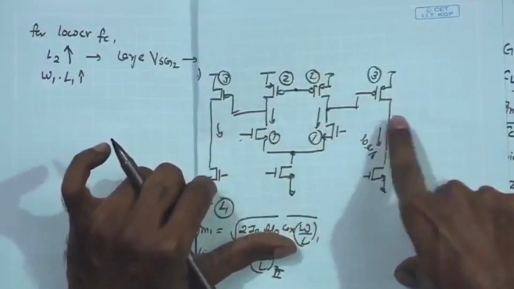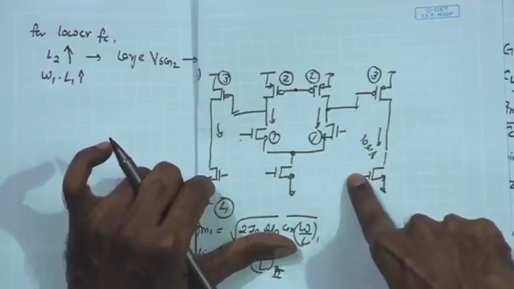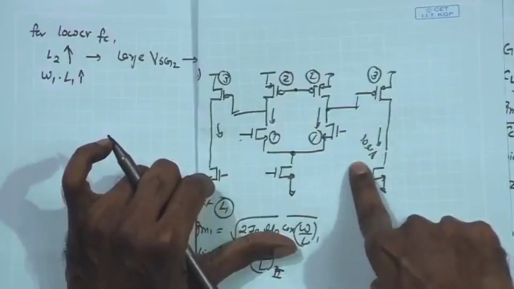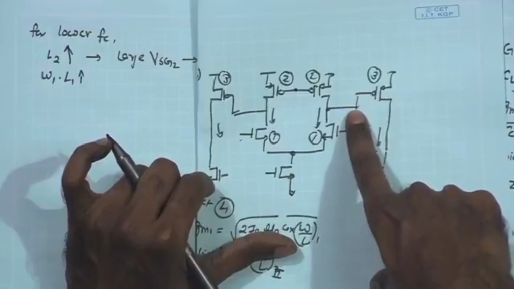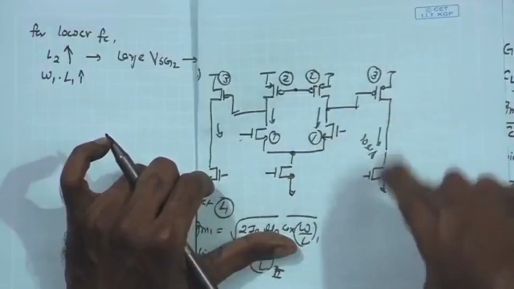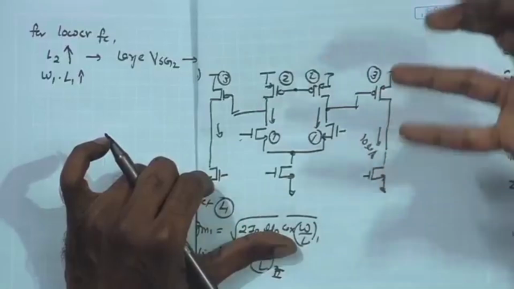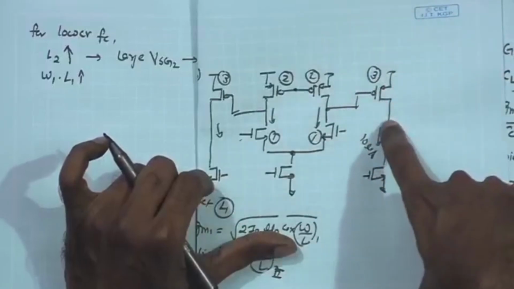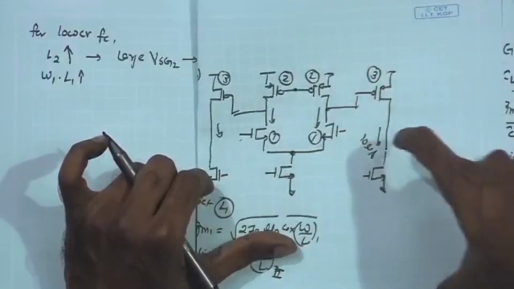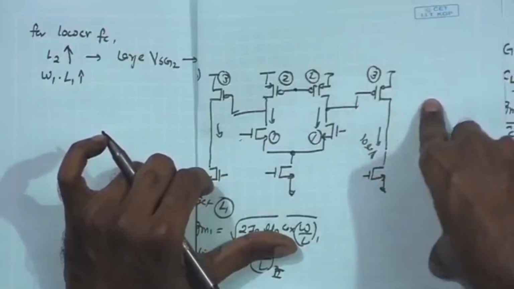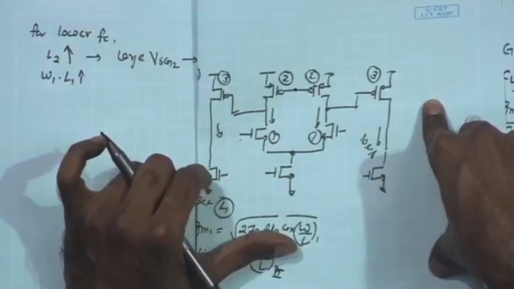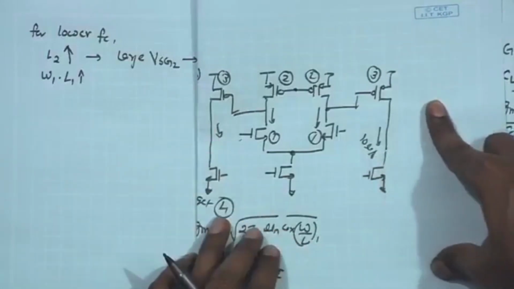For a given bias current, if you increase the channel length, the required VG of this gate also goes up. Likewise, the gate voltage of this NMOS goes down. So, if you are trying to increase the channel length of these devices also, for example, to get larger gain for a given current, the RO will go up, and as a result the gain can be expected to be higher.